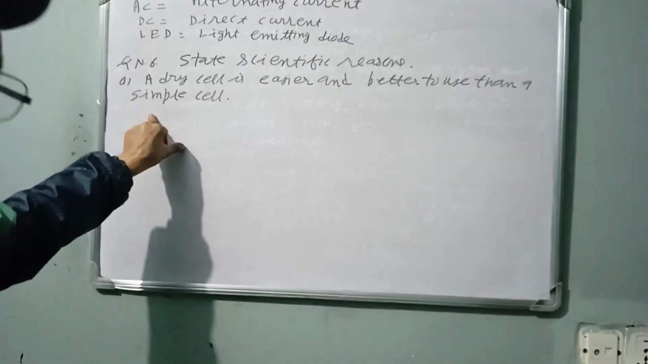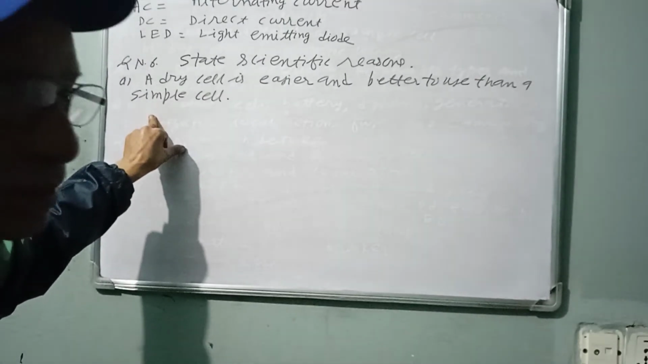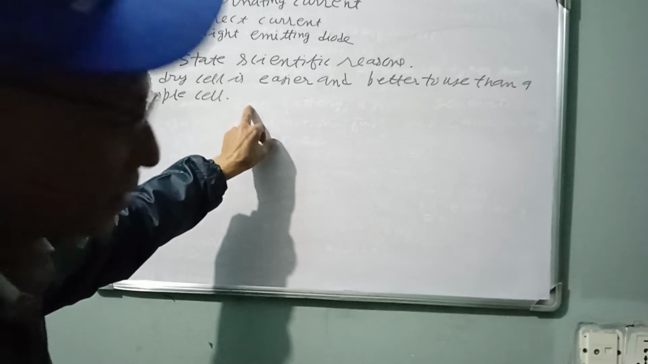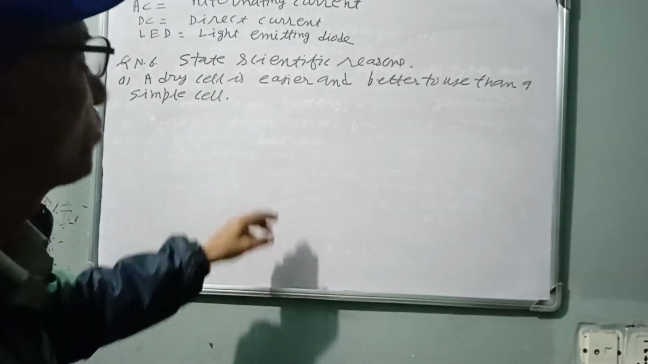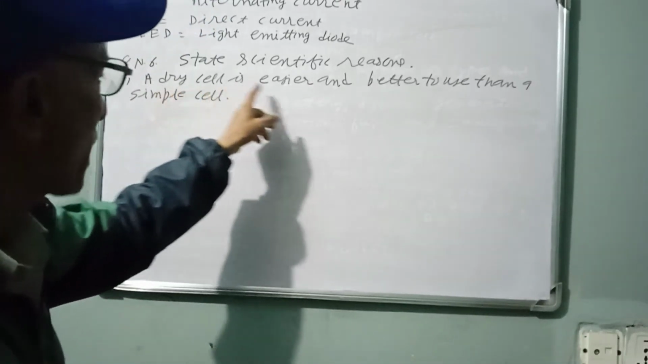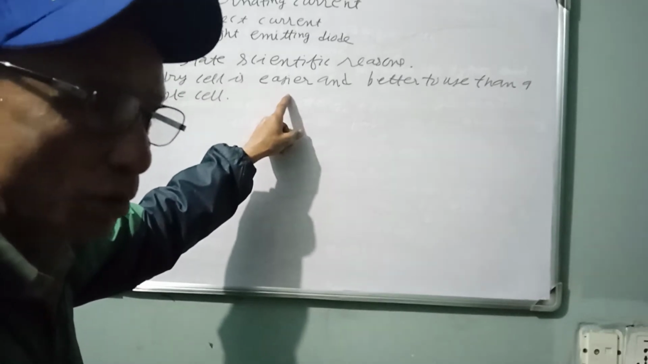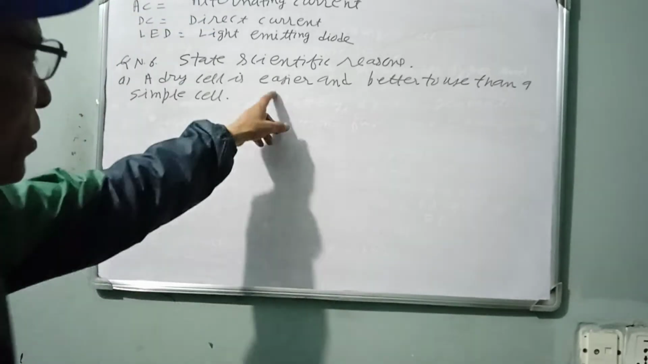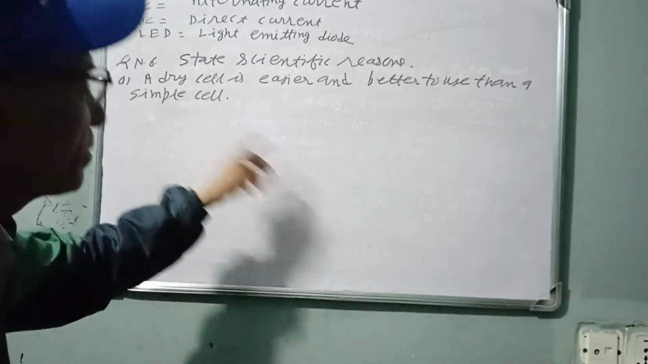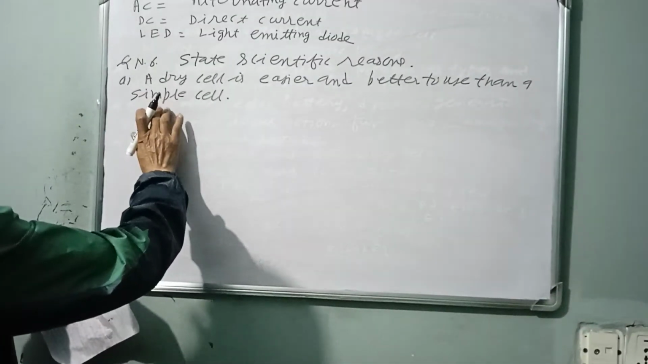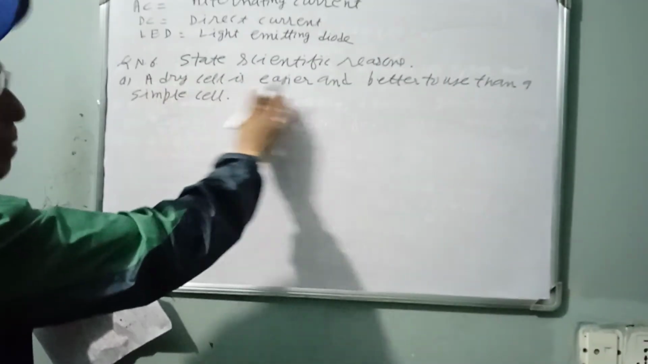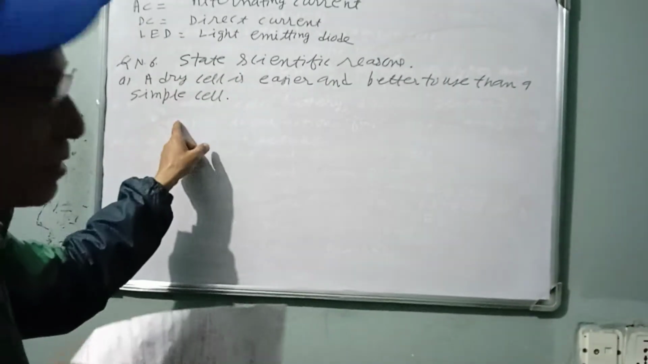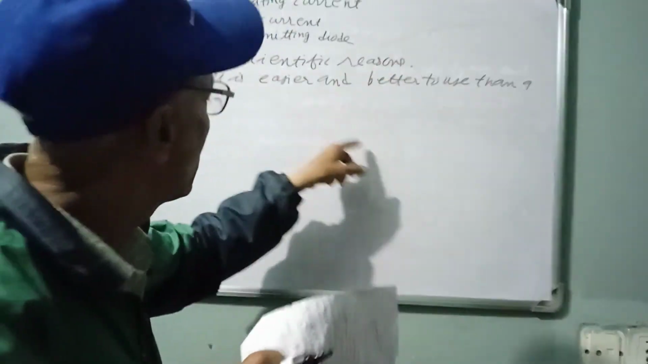You have to write down some defects in a simple cell. It is heavy, it has polarization and local action, and voltage drops. But a dry cell has no such defects. It has more voltage of 1.5 volt and it is portable. A simple cell is non-portable and heavy. You have to write down defects in a simple cell and advantages of a dry cell.